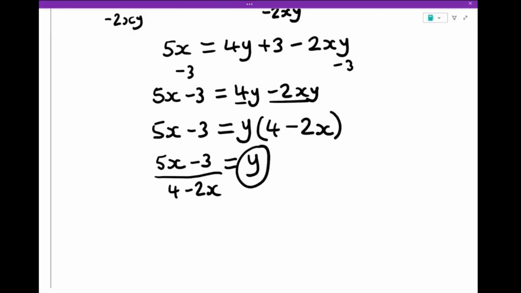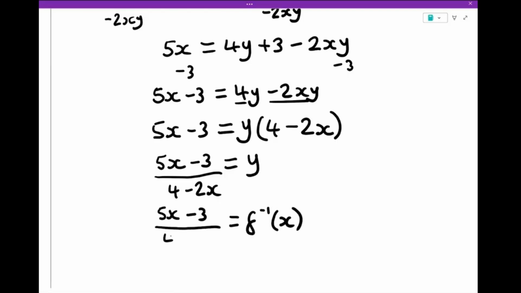So I'm going to replace the y with our inverse function notation. So f minus 1 of x is equal to 5x subtract 3 over 4 subtract 2x. This is the type of question where using a flow diagram method is just not going to work. You're going to have to rearrange like this.